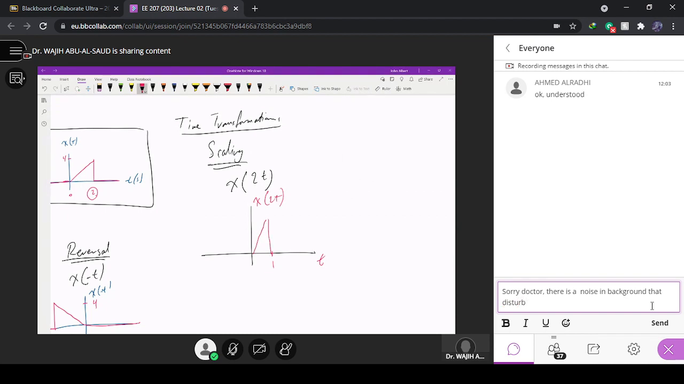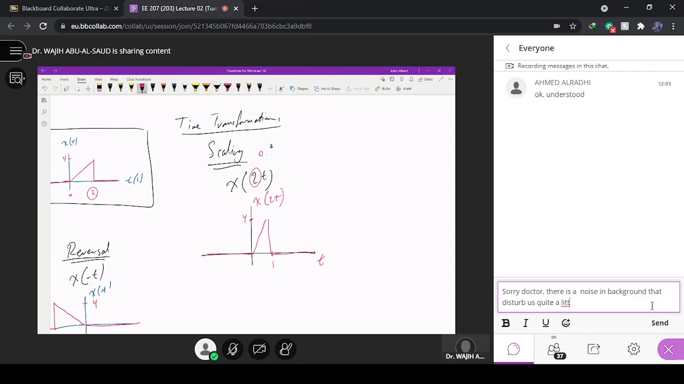Everything else will remain the same. So this is still at 4. Okay, gentlemen? This is basically what happens. Remember that if you replace the 2 in here with 0.7, for example, then this becomes expansion by a factor of 1 over 0.7.